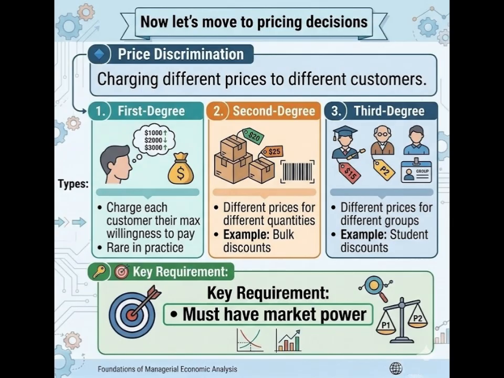Second is called second degree. What that entails is different prices for different quantities. For example, bulk discounts. Third one is called third degree. That includes different prices for different groups. For example, student discounts. Here is the key requirement for that: must have market power.